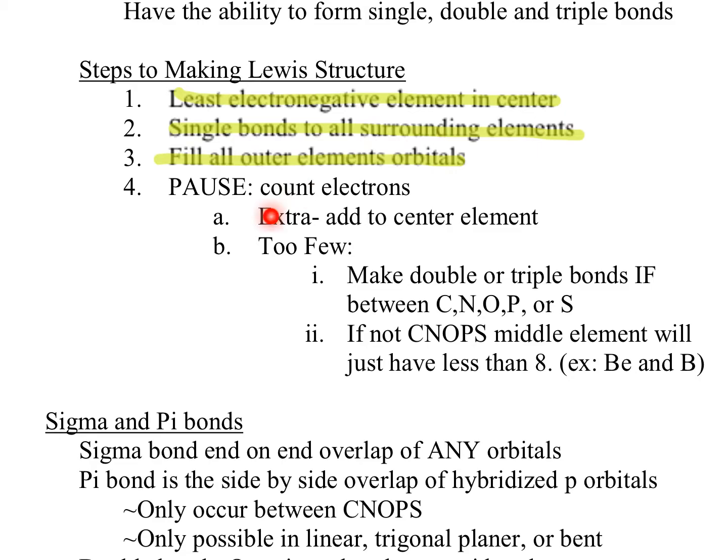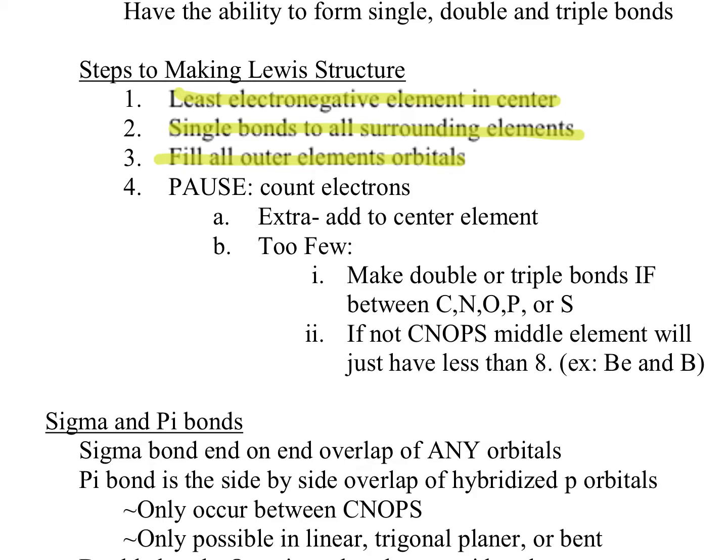If you have extras, they go on the center. Which makes sense. They're going to be equally pulled by all the outside elements. It may be partially towards one, towards another, but they're being pulled in many directions. They're going to get stuck in the middle. So the extra electrons go on the middle. If we have too few electrons, well, if it's a CNOPS in the center, then the CNOPS can make a double or a triple. If it's between a C, an N, an O, a P, or an S, they'll make doubles or triples in order to satisfy that central atom that doesn't have enough electrons.